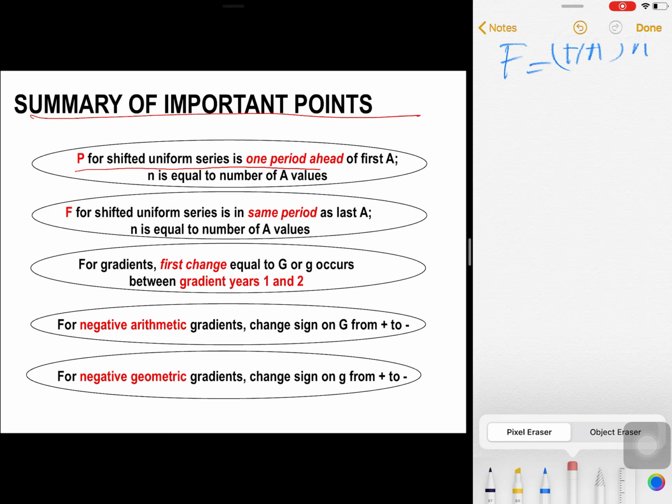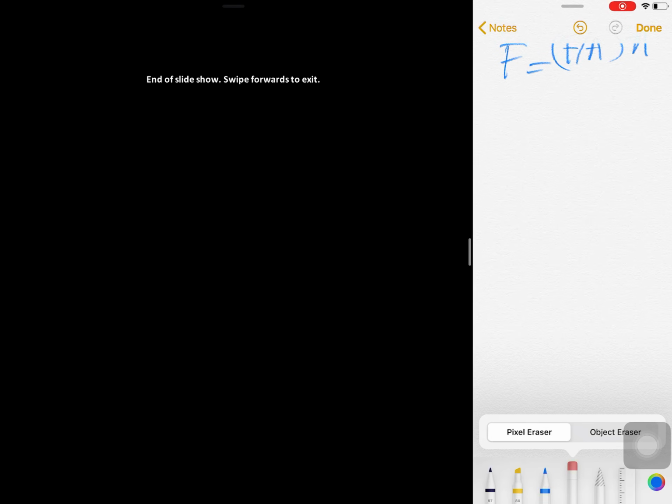Okay, summary of the important points. P for a shifted uniform series is one period ahead of the first A, and n is equal to the number of A values. F for a shifted uniform series is on the same period as the last A, and n is equal to the number of A values. For gradients, the first change equals G, or G occurs between gradient years 1 and 2. For negative arithmetic gradients, change the sign on G from positive to negative. For negative geometric gradients, change the sign on G from positive to negative.